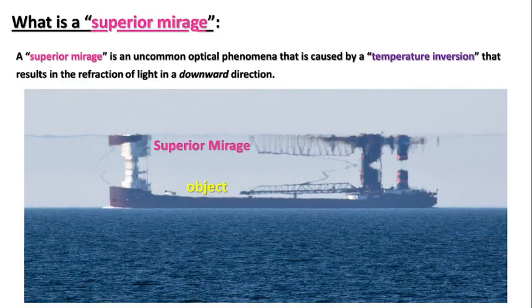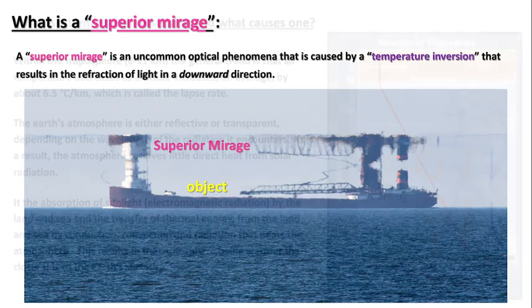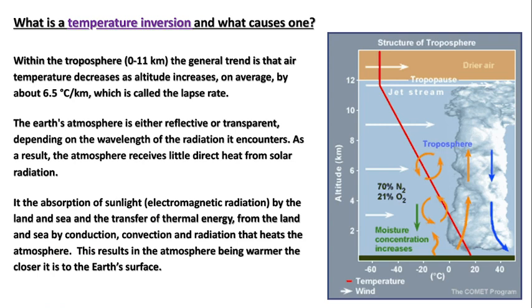What is a superior mirage? A superior mirage is an uncommon optical phenomenon that is caused by a temperature inversion that results in the refraction of light in a downward direction. What is a temperature inversion and what causes one?